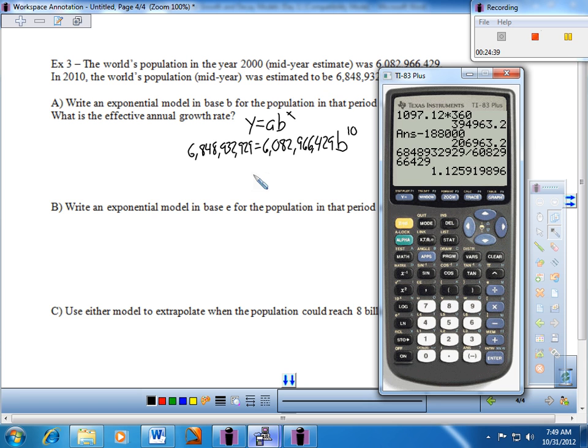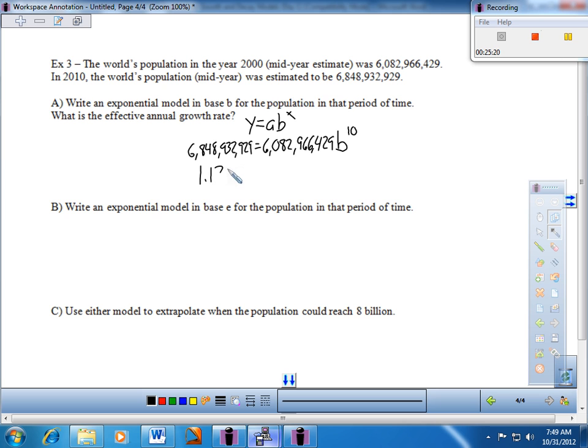1.12592, give or take, and that equals b to the 10th. And again, I'll probably do a little better on the calculator there, actually getting a little more precise. Not that it'll matter too much. And so I guess the question then becomes, how do I get the true growth rate? By the way, this would actually represent the growth rate over the 10-year time span.